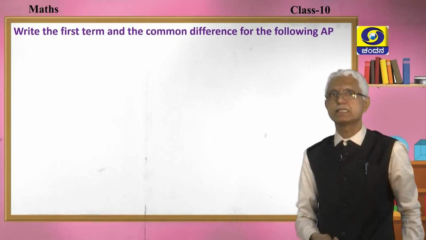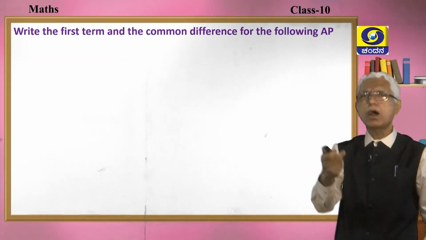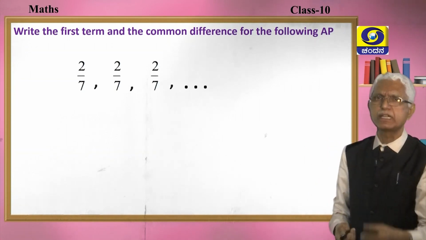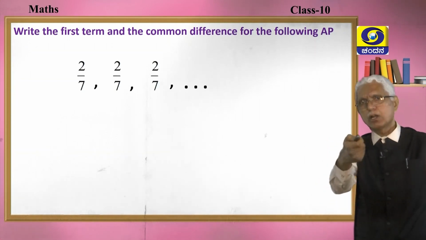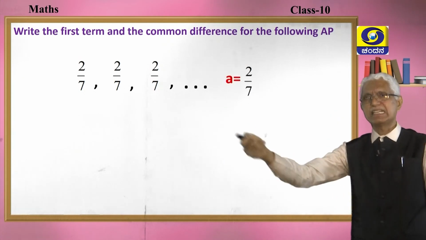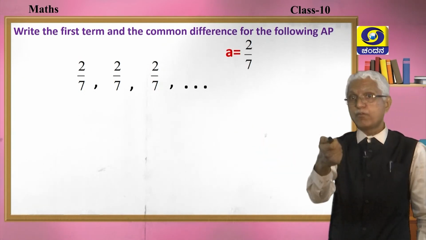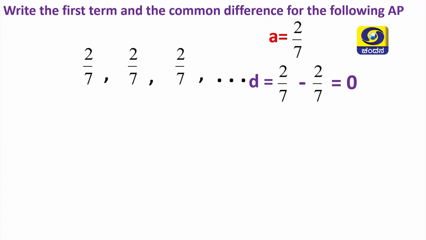Excellent. That's good, my dear children. Now, a small exercise is given to you. I want you to do it in a couple of minutes, right? You have got 2 by 7, 2 by 7, 2 by 7, dash, dash, dash, right? First term is correct. Obviously, first term is 2 by 7. How will you find the common difference?